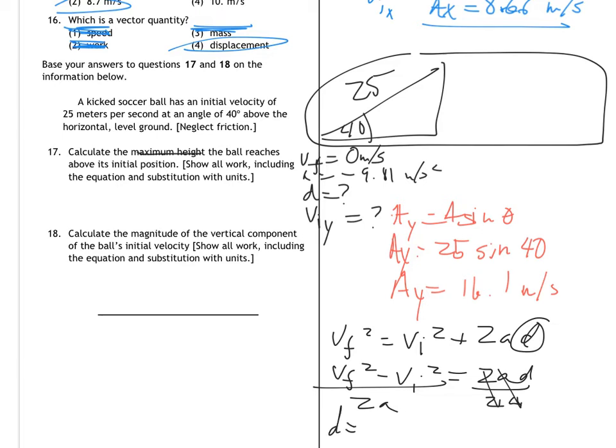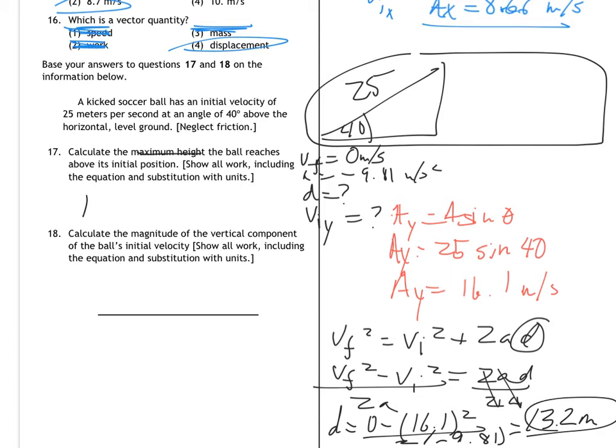So I'm going to plug in now. The VF is 0, so it's going to be 0 minus the VI squared, which is 16.1 squared, and then over 2 times negative 9.81. And I'm going to solve that now. So I'm getting 13.2 meters. So I'll write that in here.